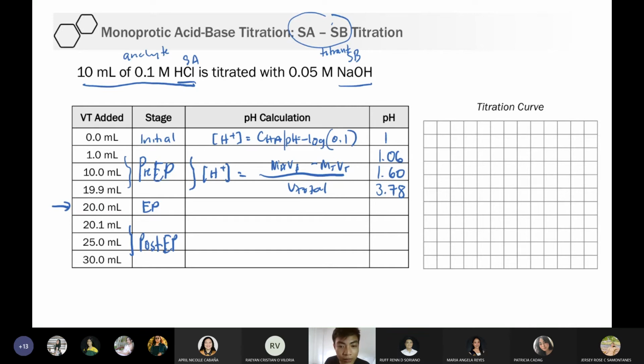No? Kaya next one, we have the equivalence point. Ano sagot dyan? 7. Pag kayo nagkamali dyan, ako po. 7 yan. Bakit? Kasi H plus is equal to the square root of Kw for strong acid, strong base. And then post EP, the equation to be used here is this. MT minus MAVA divided by the V total. Kasi sobra yung ating titrant na. Okay, so MT 0.05 times MT 0.1 minus 0.1 times 10 plus 20.1. Okay, so this is 10.22.